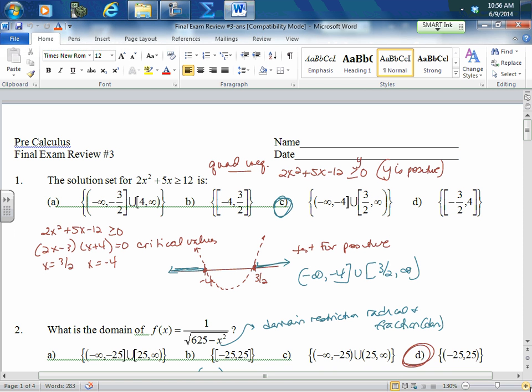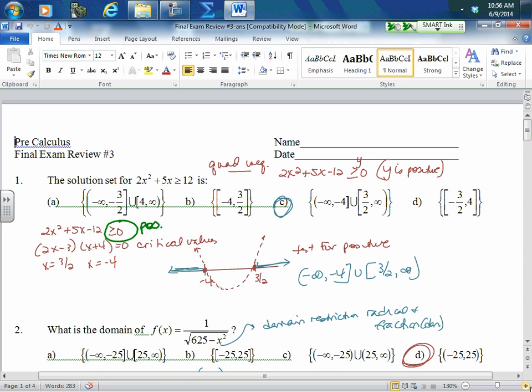Get everything to one side, factor it, find your critical values. This is what's important right here. I want the positives in this case. If it's negative, it means less than or equal to is a negative. The equal to sign means they're filled in. That's a hard bracket. Without the equal sign, soft bracket.